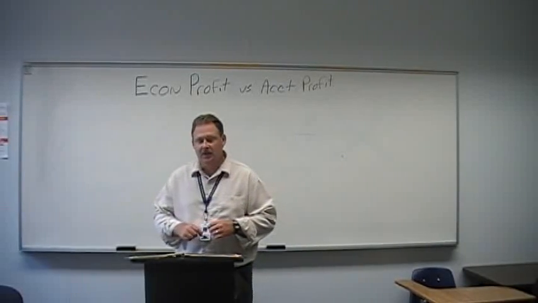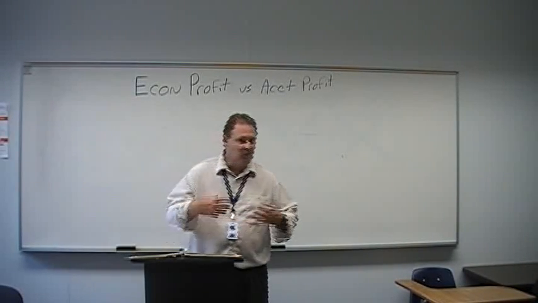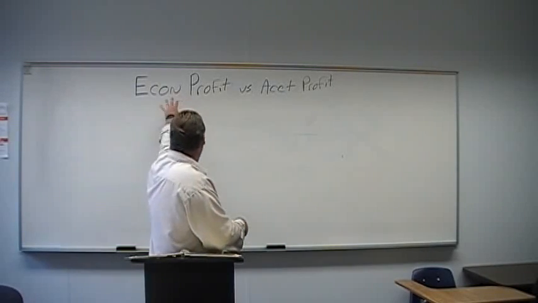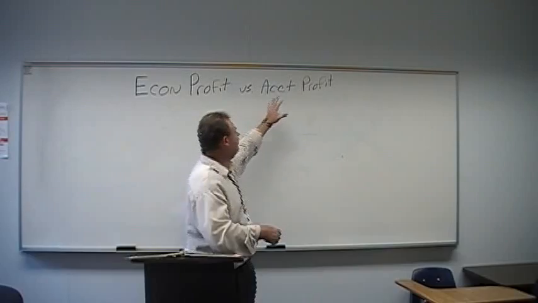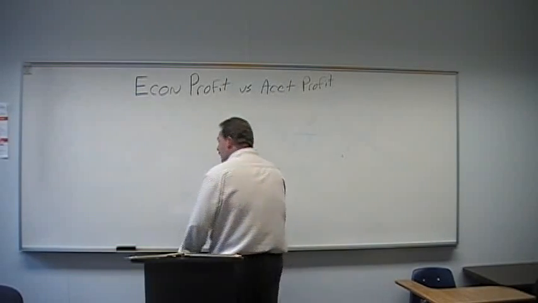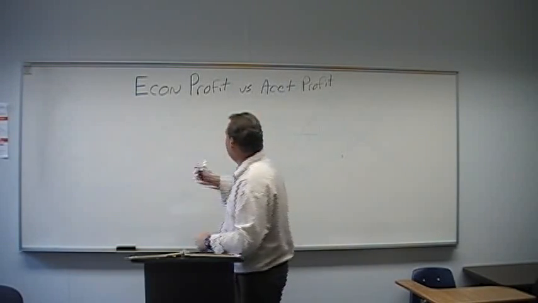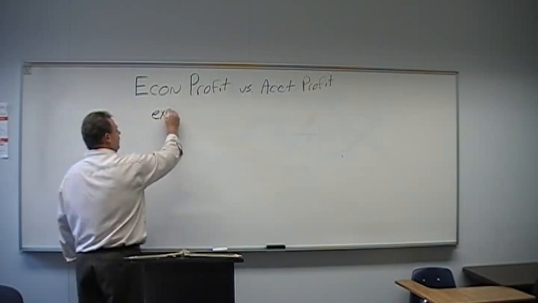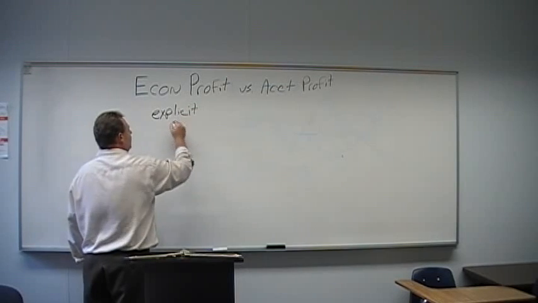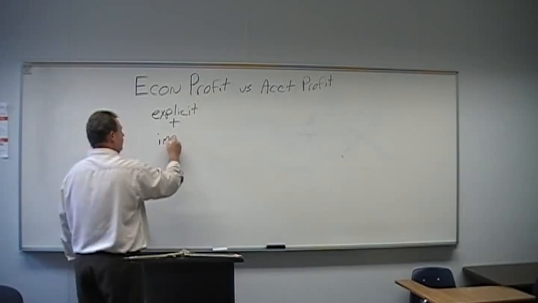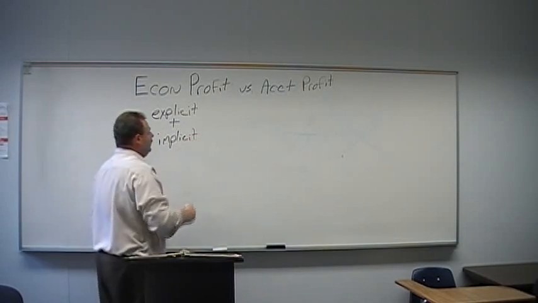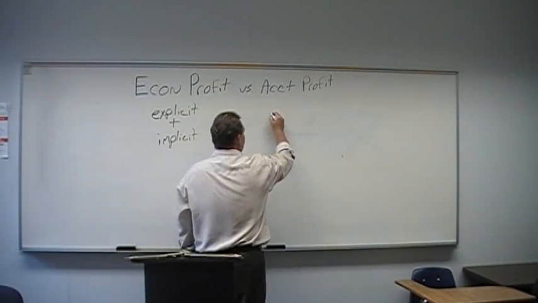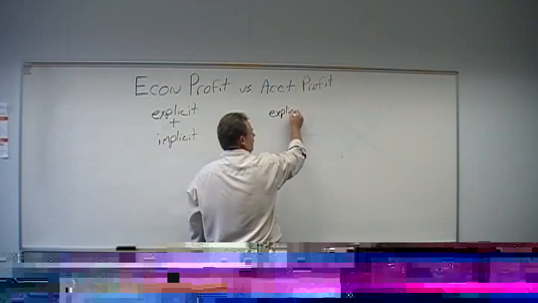Okay, now we're going to move on to chapter 22. Chapter 22 starts off very similarly to where chapter 21 left off. We're talking about economic profits versus accounting profits. As you recall from the last chapter, economic takes into account explicit plus the implicit. We look at explicit and implicit costs. Over on the accounting side, we simply look at the explicit costs.